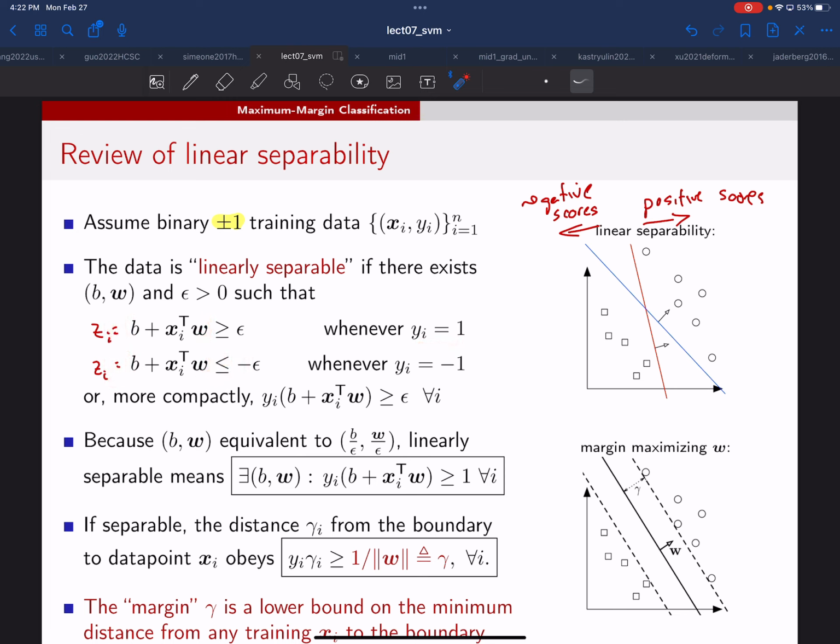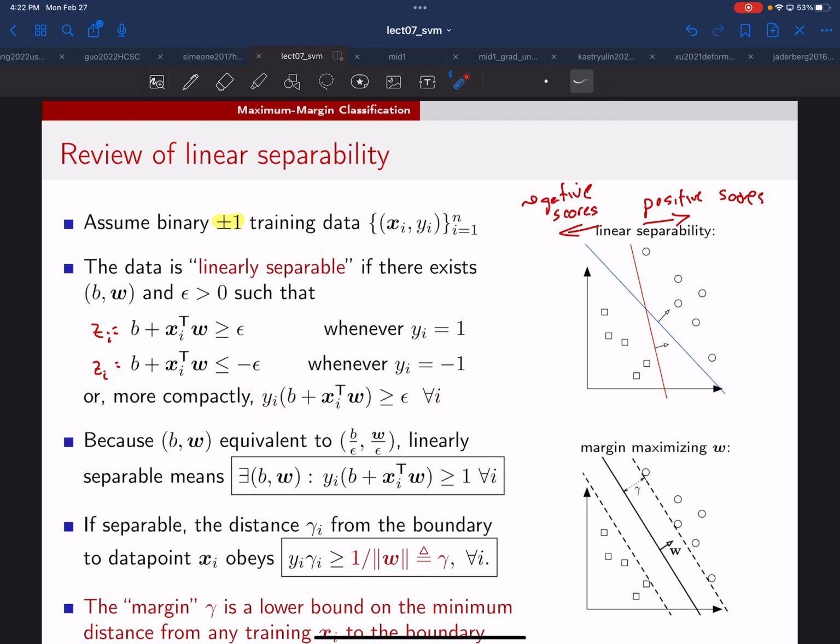So as a result, I get two expressions that look very similar, and in fact, they both look exactly like this. So this is a simpler way to write those two inequalities together as one that works when we have plus minus 1 labels. Okay, so this is our new statement of linear separability.